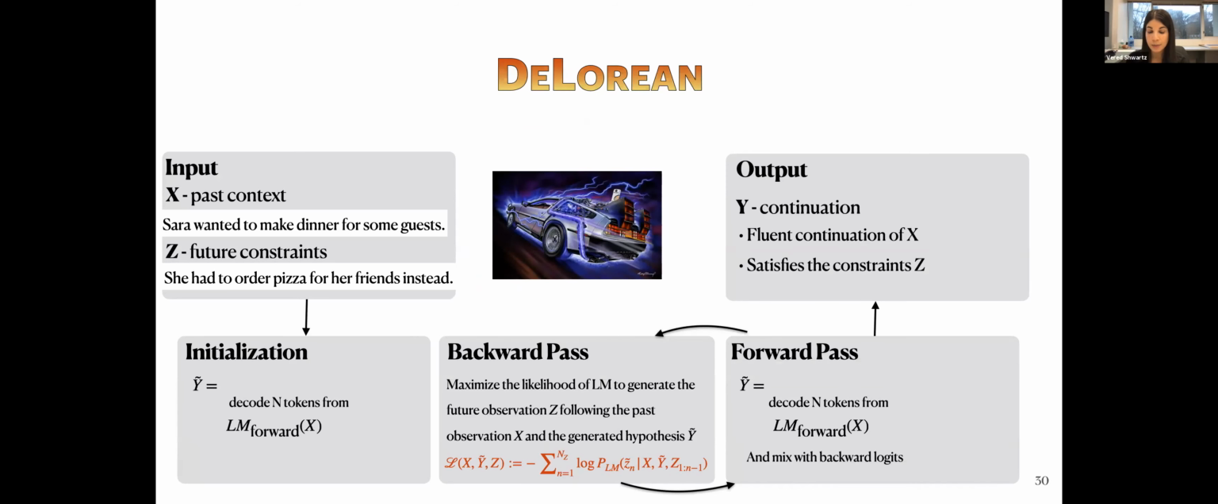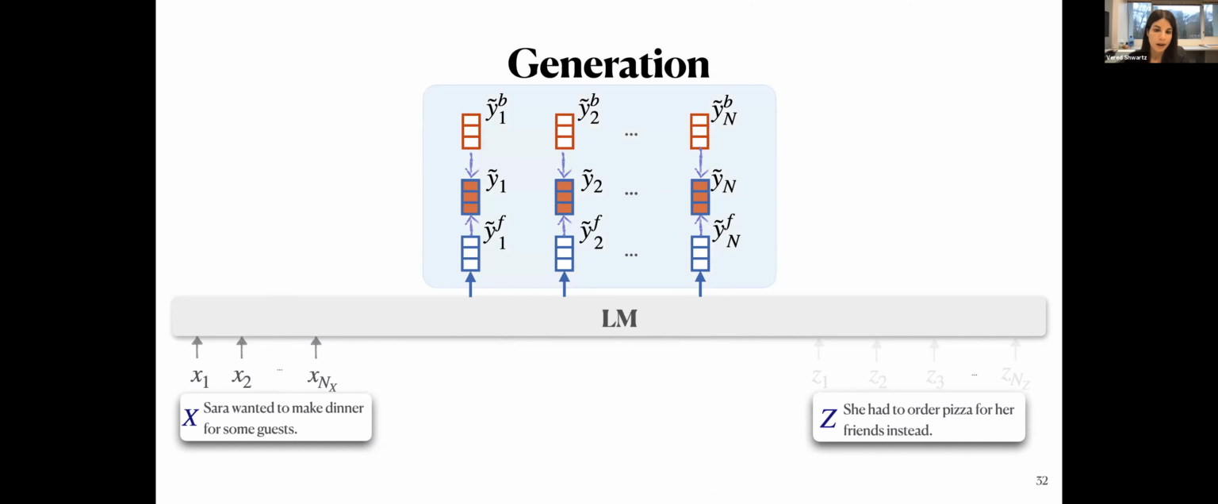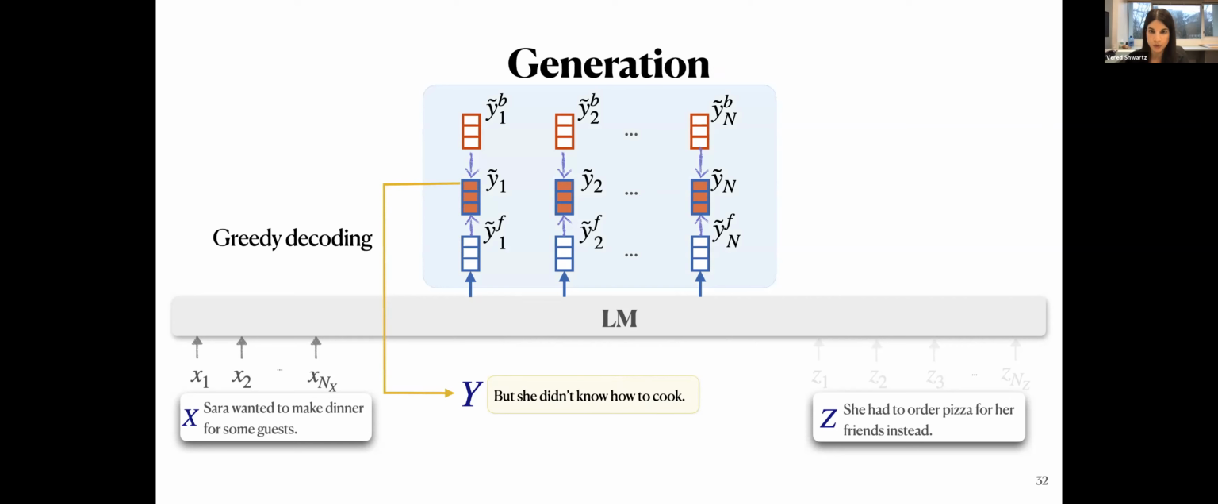And the last step in each iteration is to generate a text. We do that by greedily decoding from each vector in Y tilde to obtain a word. So we can get something like, "but she didn't know how to cook."